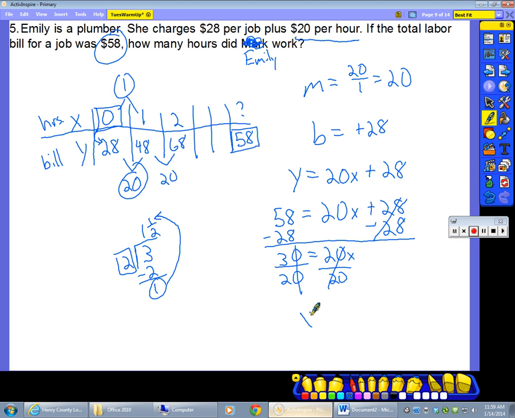Alright, so x equals 1 and 1/2 hours. So Emily worked 1 and 1/2 hours in order to have a bill of $58.